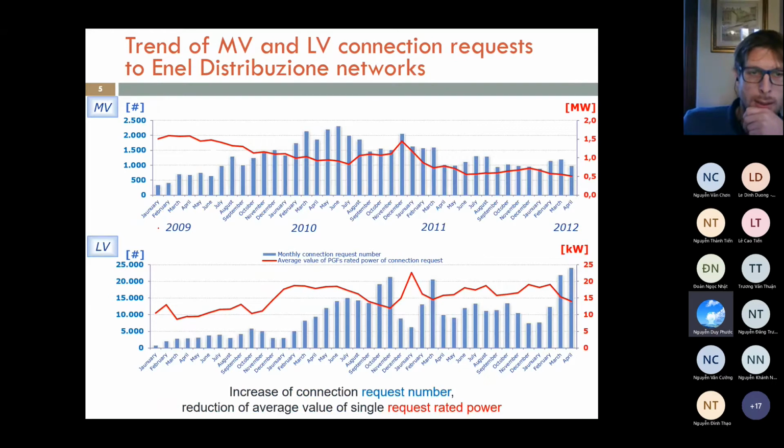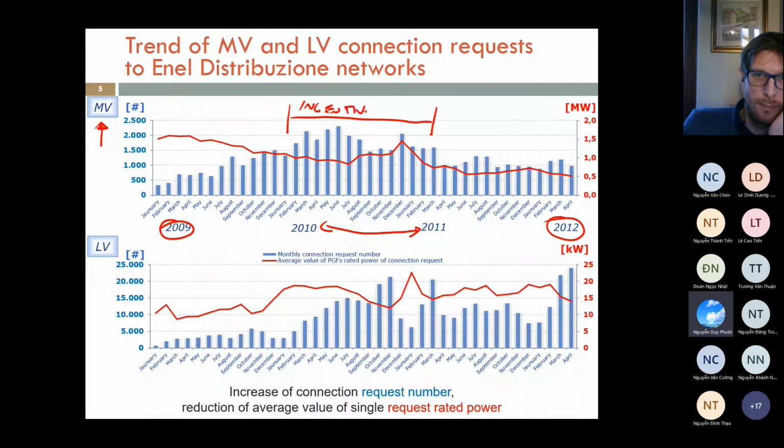What happens from 2009 to 2012? Look, of course, the number of distributed generators connected to the medium voltage increases, especially between 2010 and 2011, due to the incentives. And the power, look, the power is the red trend. The power goes from more or less 1.5 megawatt to more or less 500 kilowatt. So basically, the number of DGs increased while the size of the DGs decreased. So we have many more generators with lower power.